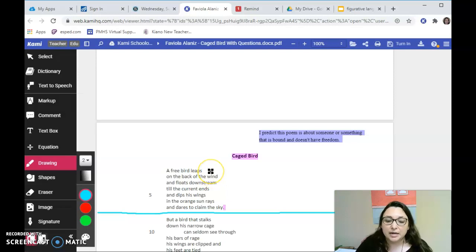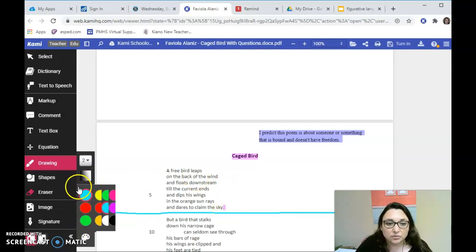Okay, now I'm ready to start reading. And now I'm going to be on the lookout for all the things that they specified in the instructions. It says, "A free bird leaps on the back of the wind and floats downstream till the current ends and dips his wings in the orange sun rays and dares to claim the sky." So there's a lot of imagery there already.